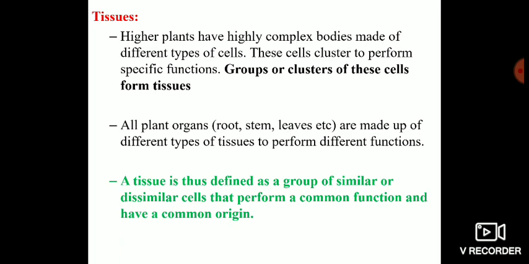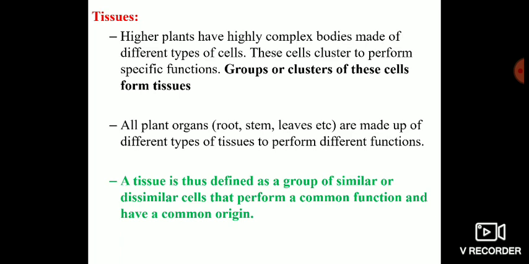And I have already told you that tissues get organized to form the organs, and all the plant organs are made up of different types of tissues to perform different functions. The plant organs too are made up of different types of tissues. And these different types of tissues in different plant organs perform different functions. So if you have to define a tissue, it is simply a group of similar or dissimilar cells that perform a common function and have a common origin.